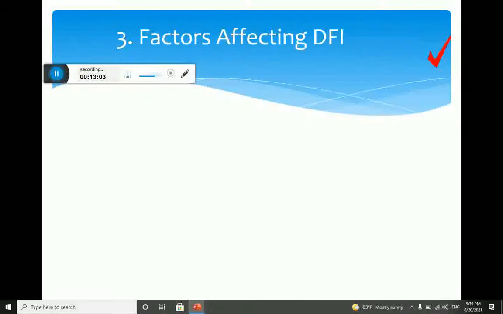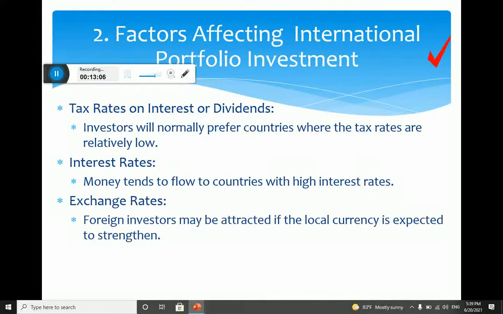Okay, now let's talk about the factors which affect the flow of funds from international portfolio investment. First, let me explain what portfolio investment is. Portfolio investment is the deployment of funds in the financial assets of another country, which are securities, bonds, and shares on the international markets of other countries. So, that's called portfolio investment.